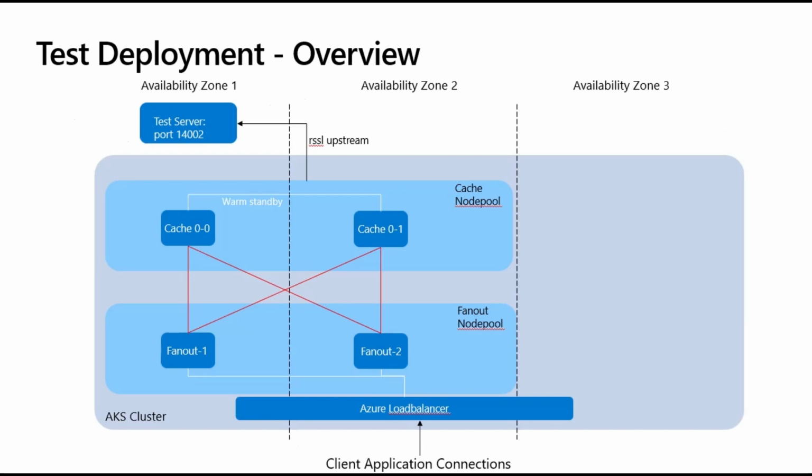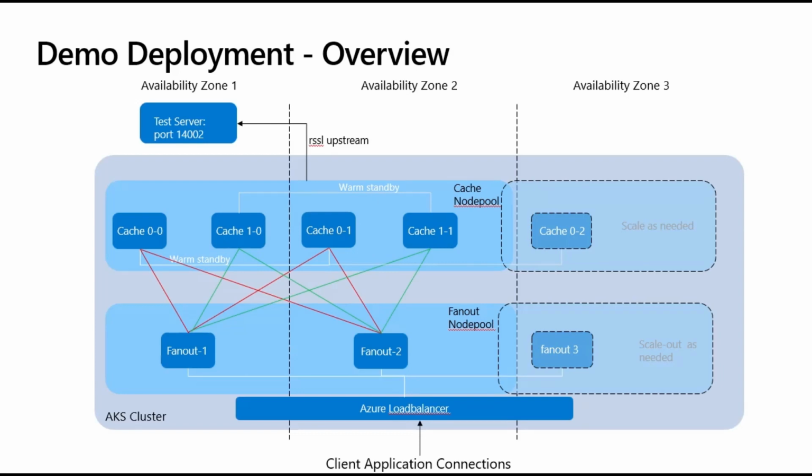As part of the automations you'll see demonstrated later, we currently offer two different deployment models. The test deployment, which you can see on the screen here, will deploy a single cache pair across two Azure availability zones to improve resiliency, with warm standby configured between the caches, which is enabled through the RTC configuration. Two RTC fanout pods are deployed, again in different availability zones to support client connectivity via the Azure load balancer, deployed as part of the Kubernetes cluster. Upstream connectivity to the test server is automatically configured from the RTC cache layer, essentially allowing us to simulate data passing through the solution.